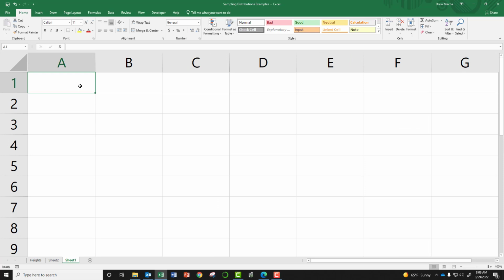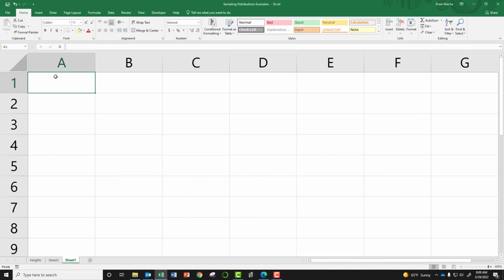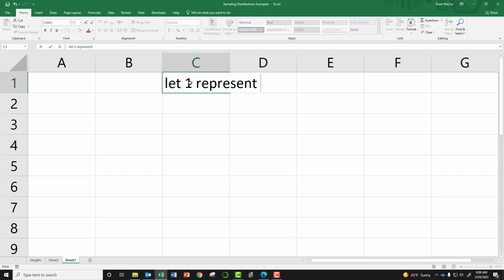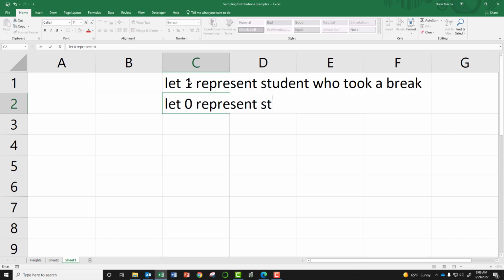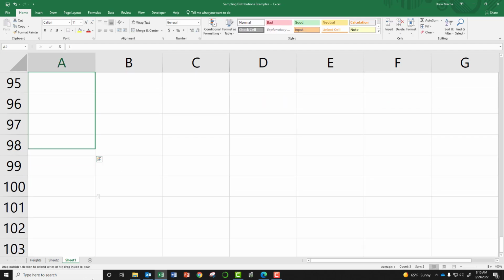In my example, I said that there was 5,000 students, 2,000 of which took a break, and that means 3,000 did not. And so I'm going to let 1 represent those students who took a break, and I'm going to let 0 represent a student who did not, who went directly from high school to college. Okay, so that means I should be seeing 2,000 ones followed by 3,000 zeros, and that would be one way to represent this population.